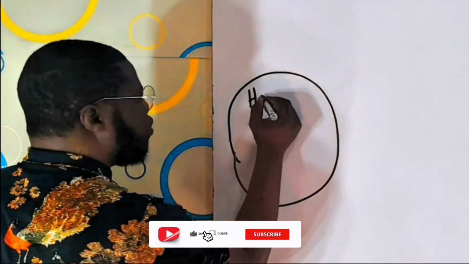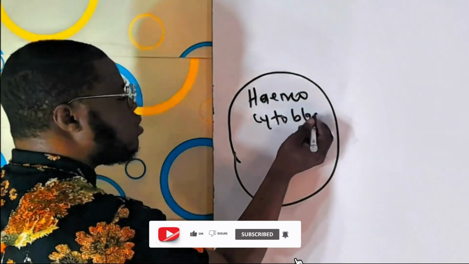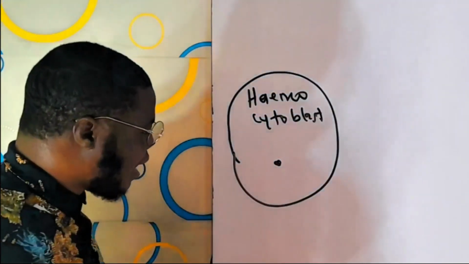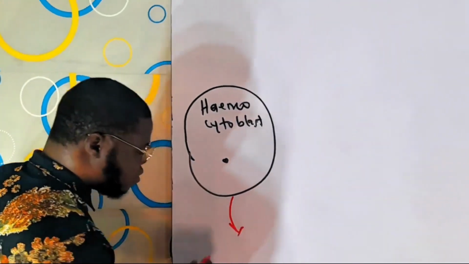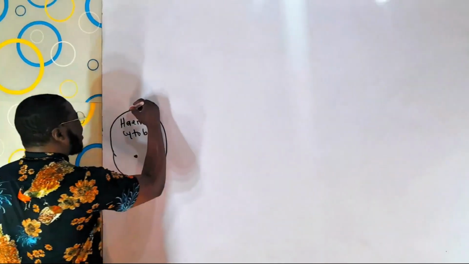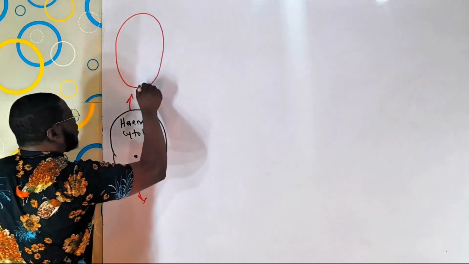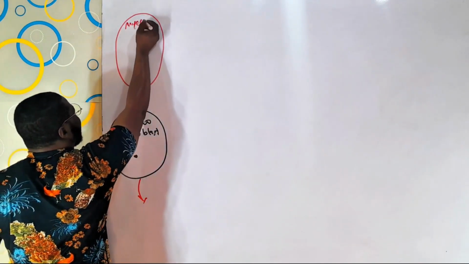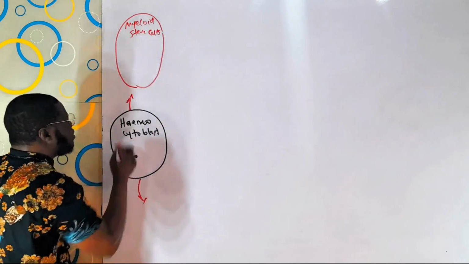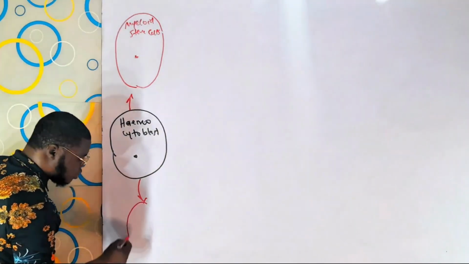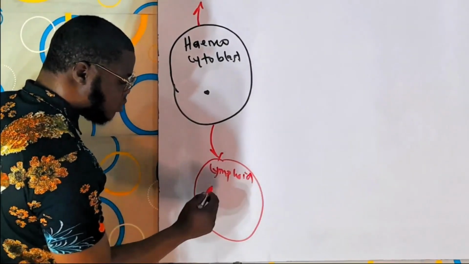So we have the hemocytoblast. And we said the hemocytoblast can either divide into a what? Into a myeloid stem cell. Let me put the myeloid around here. So the myeloid stem cells. And it can also divide into what? Another cell called the lymphoid stem cells.